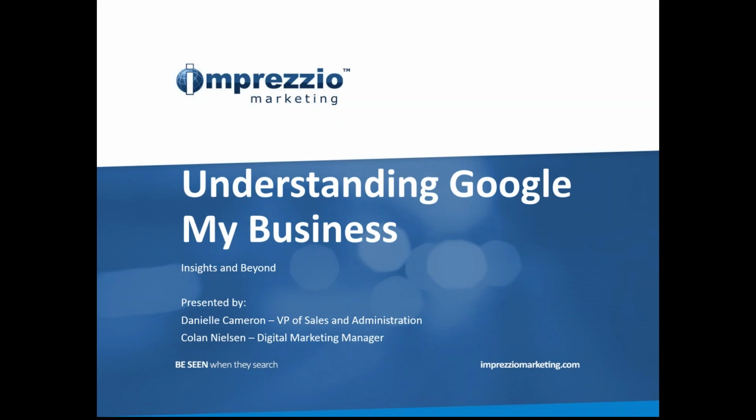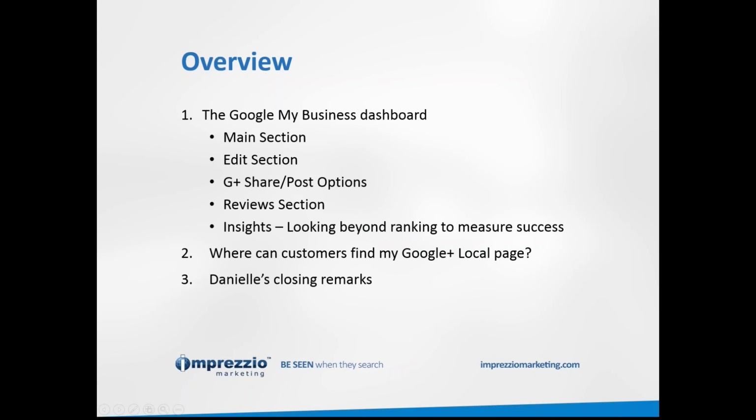I'll give you a quick overview of what we're going to talk about. The first thing I'm going to do is take you right inside the Google My Business dashboard and show you the different components. There's a main section where you will see an overview of all the smaller components. There's an edit section, a Google Plus sharing section, a review section, and last and certainly not least, probably the most important section for trying to gauge your ROI and to extract data will be the insights section.